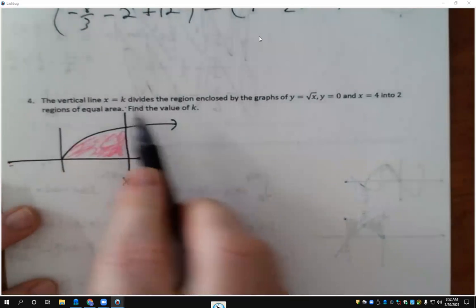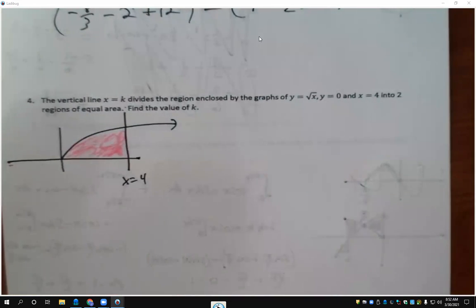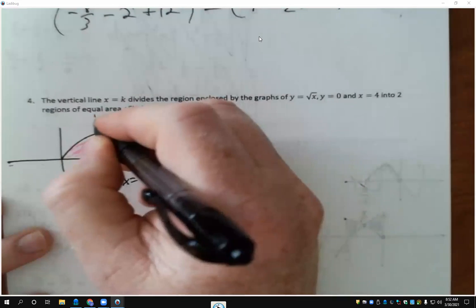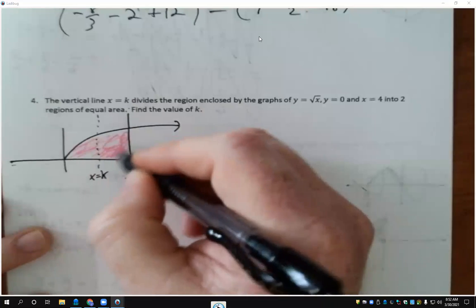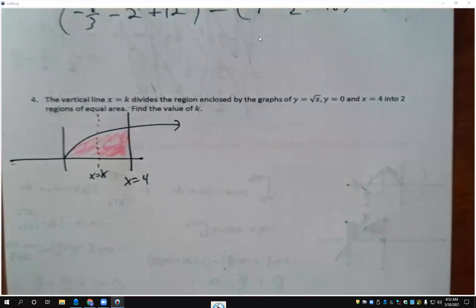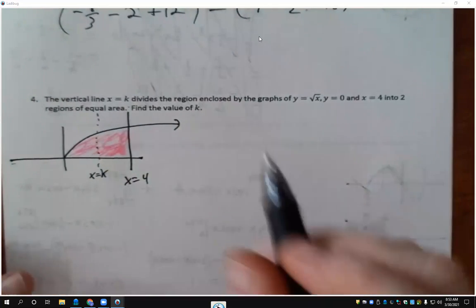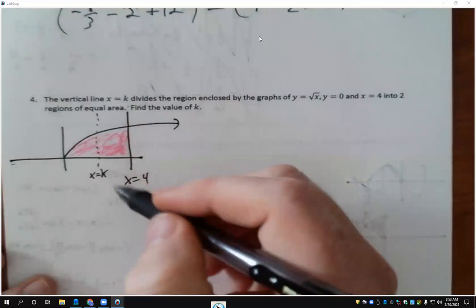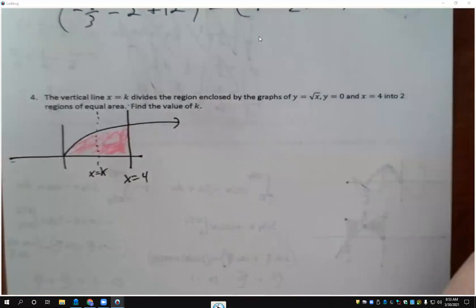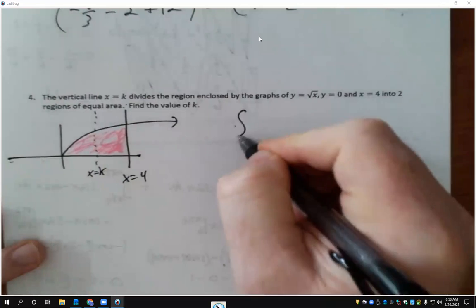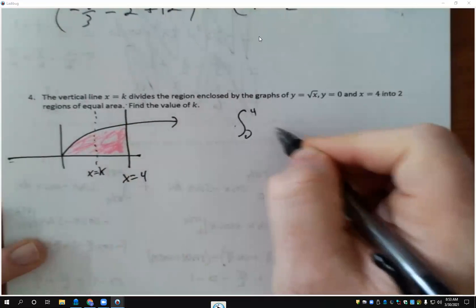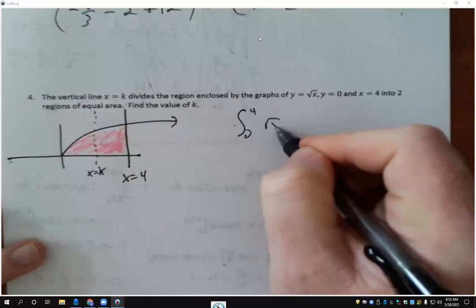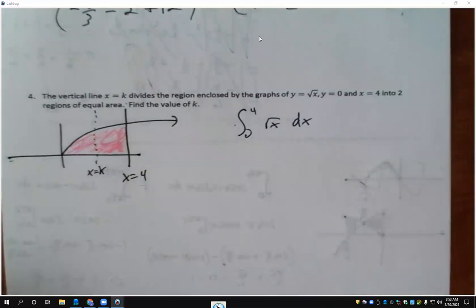The line x equals k divides this into 2 equal regions. So I have this line right here, which is x equals k, and this area is equal to this area. Obviously not in my picture, but that's not the point. It asks us to find the value of k. Let's forget about the line x equals k for a minute and find the area of the region. That'd be the first thing we want to do. So the area of the region is the integral from 0 to 4 of the square root of x dx. That's just the one function.